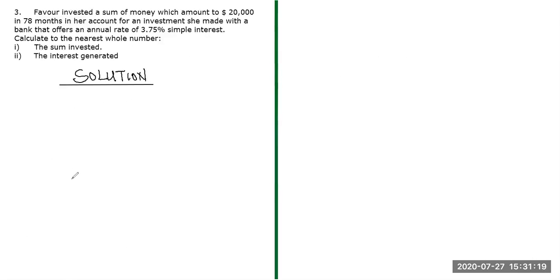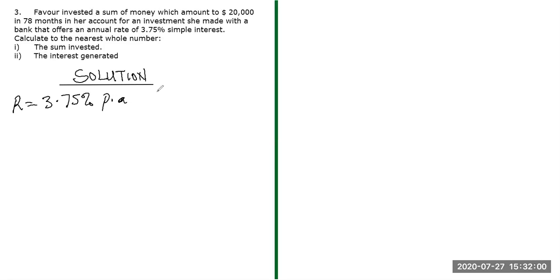In question number 3, say Favor invested a sum of money which amounts to $20,000 in 78 months. Okay, and what follows? In her account for an investment she made with a bank that offers an annual rate of 3.75. So we have the rate here, annual rate, every year rate, yearly rate, per annum rate. So our rate is 3.75% per annum yearly. So this is automatically simple interest. Okay, it's also mentioned here simple interest.